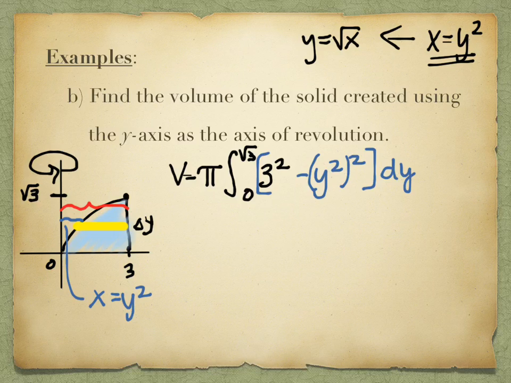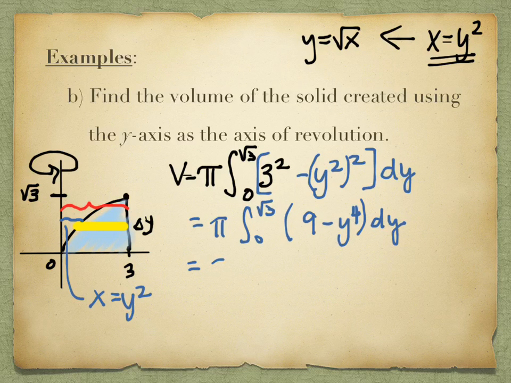Okay, let's clean this up. So we have pi on the outside. I'm integrating with respect to y from 0 to square root of 3. On the inside, what do I have? 9 minus y to the 4th. We can integrate that without too much difficulty. So what is the integral of 9? It'll be 9y, good. And the integral of y to the 4th? Good, y to the 5th over 5. And we're going to evaluate that at square root of 3 and at 0.